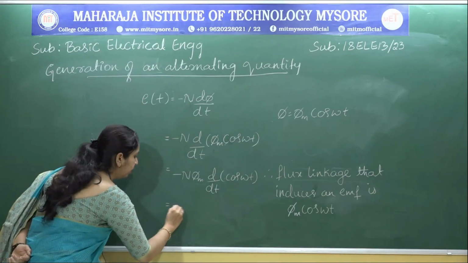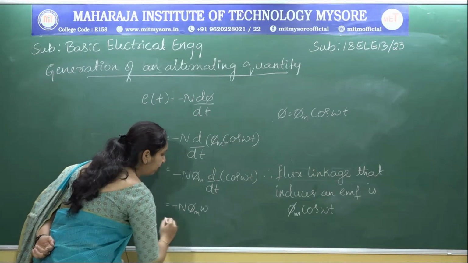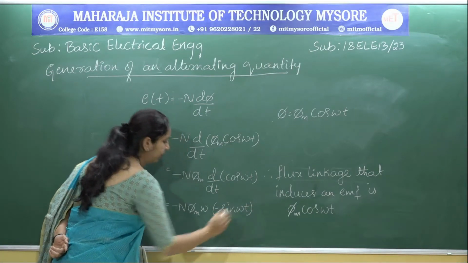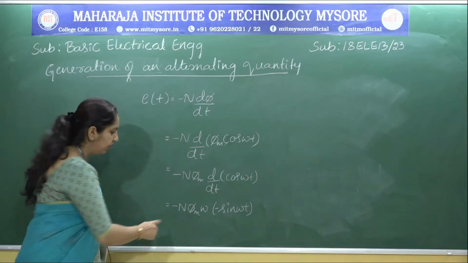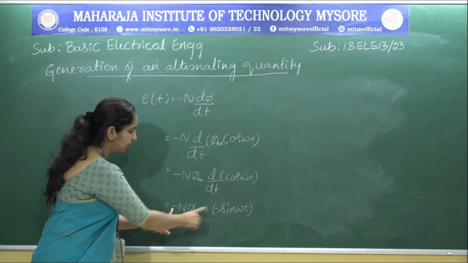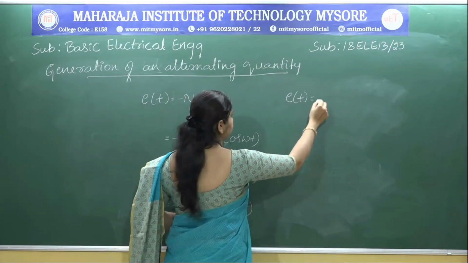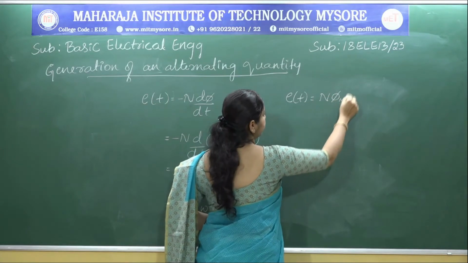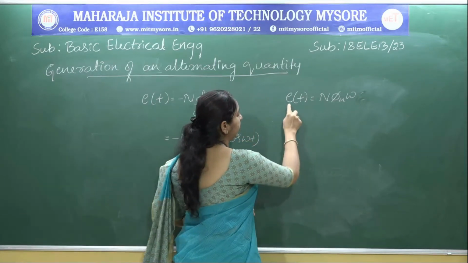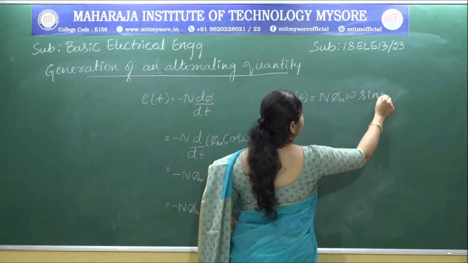In the next part we get minus n phi m omega into minus sine omega t. So we have minus and minus, and in the next step we can write E of t is equal to plus n phi m omega sine omega t.